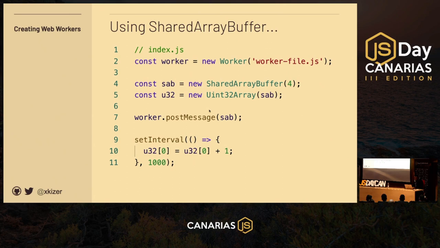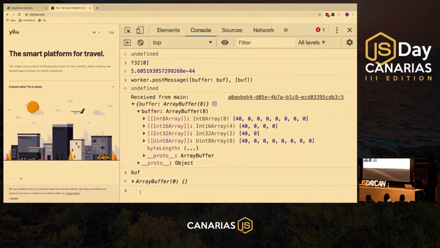And it's important to note that shared array buffers are not transferable. If you include it in the transfer list, it's going to give you an error, because you share it, you do not transfer it. So how do we create one?